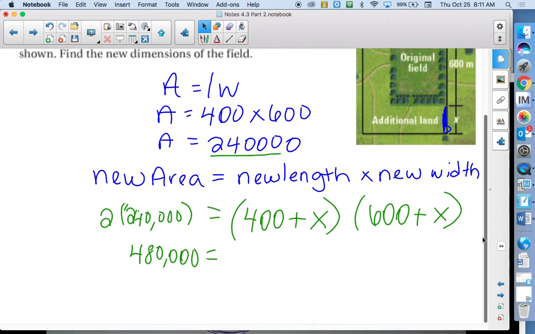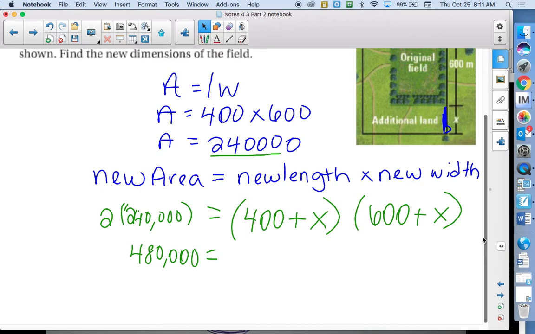So doubling this area means we need to multiply the area by 2. Here we have the length and the width. So our new length and new width. What do you think you'd have to do with this? So we know it's supposed to be equal to 480,000. That's the new space this is going to take up. What do you think you're going to have to do with this side over here? The right side of the equation.